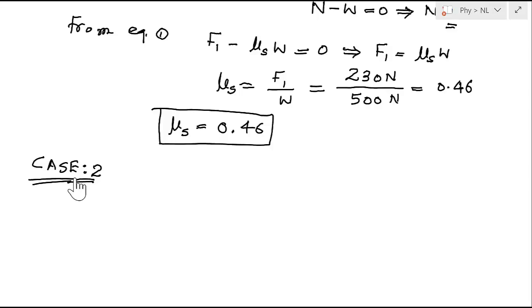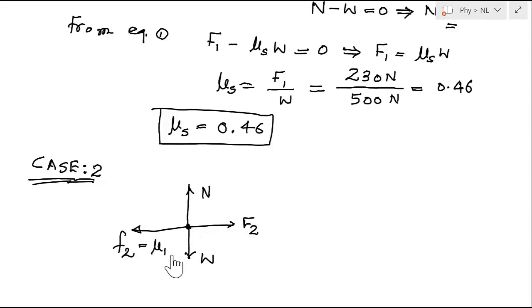So let us draw the free body diagram. This is your object, the crate, with weight acting in the downward direction. We will have a normal reaction, and this force is F2 that we know, 200 Newton, and this time the friction force, let's call it f2, will be kinetic in nature, so mu k times N.